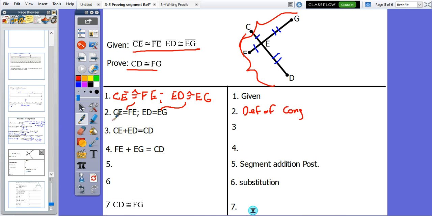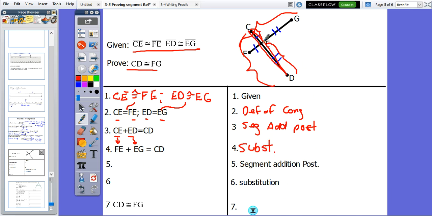We then look at this part right here. They're going ahead and saying, what if I put CE and ED together and make a whole new segment called CD? Remember, that's our segment addition postulate. When they combine two smaller segments to create a whole new one, that's our segment addition. But that didn't happen on step 4. What happened is we look at the information we had above. We say those are equal and these are equal. They just switch those out. What's the fancy math for switching things out? It's our substitution.